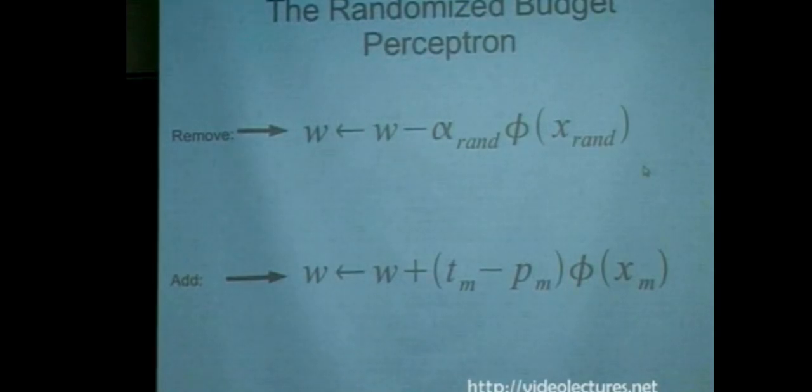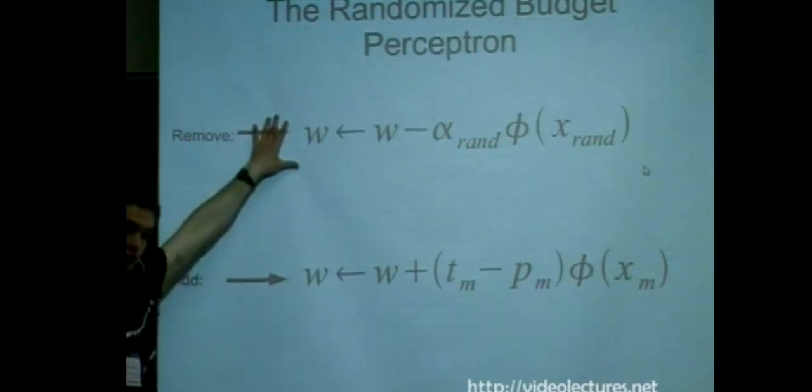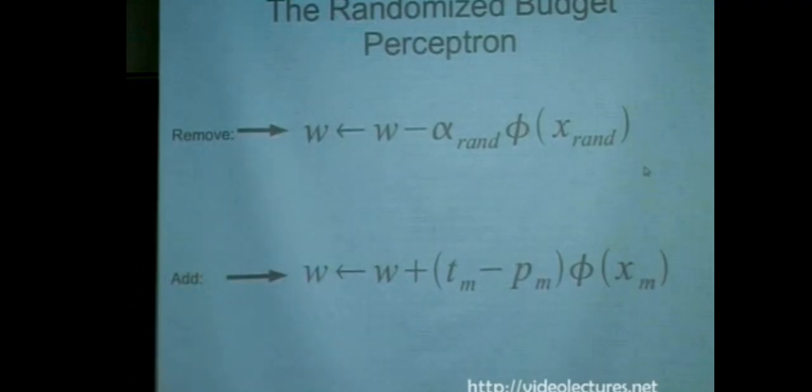So now, this was the first algorithm which we care about. The second algorithm which we care about is the randomized budget perceptron, which says the following. Suppose we run the perceptron and we made a mistake. So now we want to add a vector to a set. So we need to remove something. What do we remove? We remove something at random. So it's really simple. Just pick a vector, remove it at random, done. And now add a vector. So this is the randomized budget perceptron.